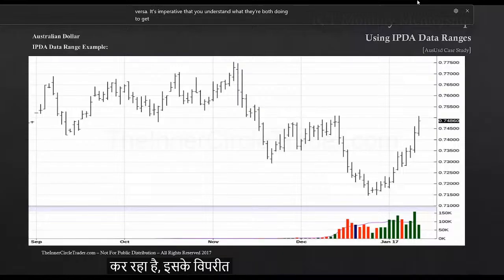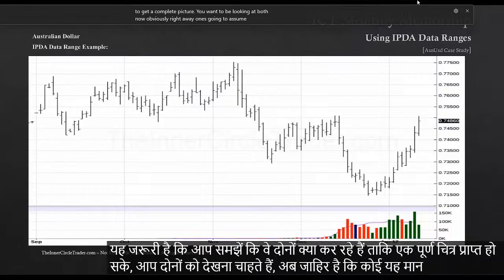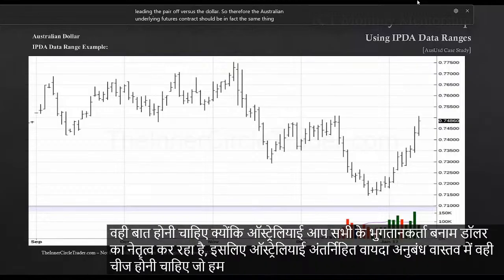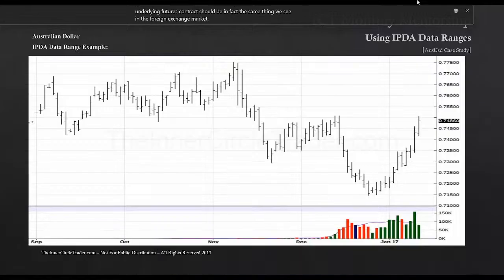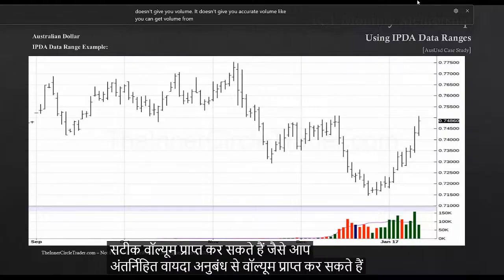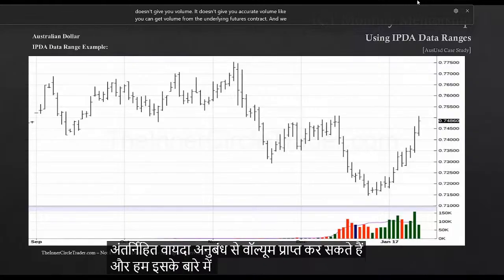To get a complete picture, you want to be looking at both. Now, obviously, right away, one's going to assume, well, it should be the same thing because the Australian is leading the pair, Aussie versus the dollar. So therefore, the Australian underlying futures contract should be, in fact, the same thing we see in the foreign exchange market. And by far and large, that's true. But there are certain data points that you cannot get by looking at the foreign exchange market. There's simply no way of getting that because foreign exchange doesn't give you volume. It doesn't give you accurate volume like you can get volume from the underlying futures contract. And we're going to talk more about that as we go.